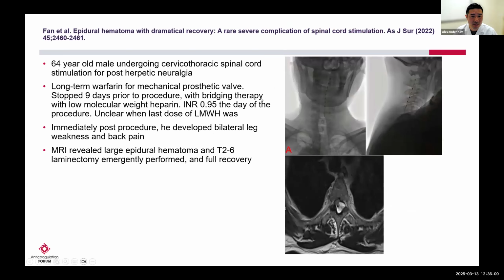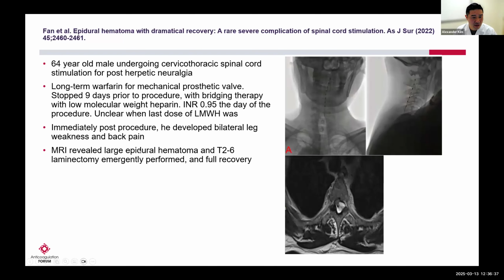So this one does have a little bit of a different flavor to it. It's a 64-year-old male undergoing cervical thoracic spinal cord stimulation for an indication of postherpetic neuralgia. So this patient was on long-term warfarin for a mechanical heart valve, and the warfarin was stopped 9 days prior to the procedure, which is actually a little bit longer than our protocol, and had bridging therapy with low molecular weight heparin. The INR the day of the procedure was 0.95, and unfortunately, they didn't specify exactly when the last dose of the low molecular weight heparin was, but immediately post-procedure, this patient developed bilateral leg weakness and back pain.